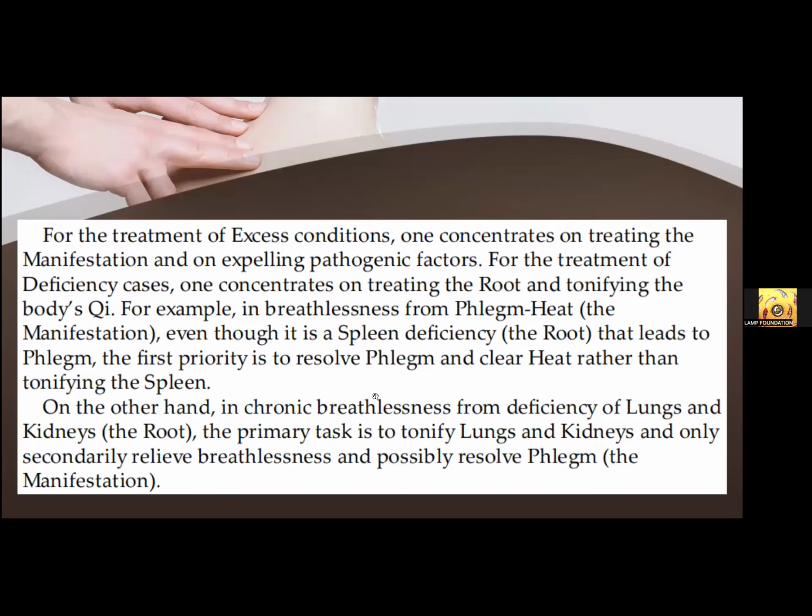For treatment of excess conditions, we should treat the manifestation first. We have to concentrate on treating the manifestation and on expelling the pathogenic factors. For deficiency, we have to concentrate on treating the root and tonifying the body's chi. For example, in breathlessness from phlegm heat, so this is excess, the manifestation, even though it is spleen deficiency, which is the root that leads to phlegm, the first priority is to resolve the phlegm and clear heat rather than tonifying the spleen. In chronic breathlessness from deficiency of lungs and kidneys, the root, primary task, we tonify lungs and kidneys. And we only secondarily relieve breathlessness and possibly resolve phlegm, which is the manifestation.